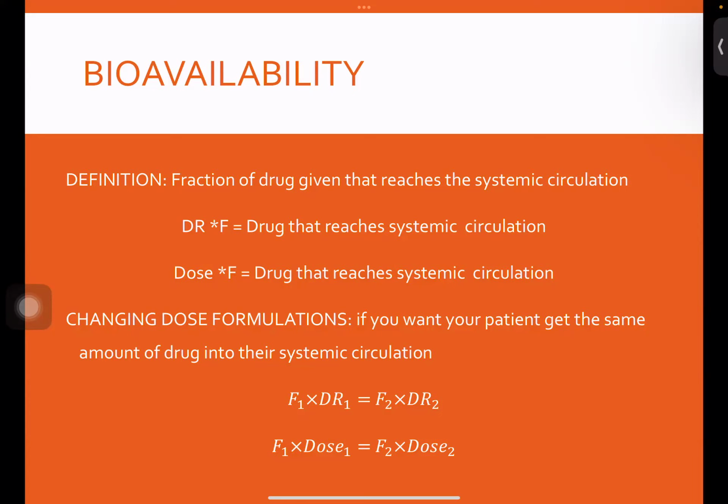So it has to be broken down to be small enough. It has to be small enough. It has to be lipophilic enough. It has to be uncharged, right? And there has to be a concentration gradient. Am I missing anything?